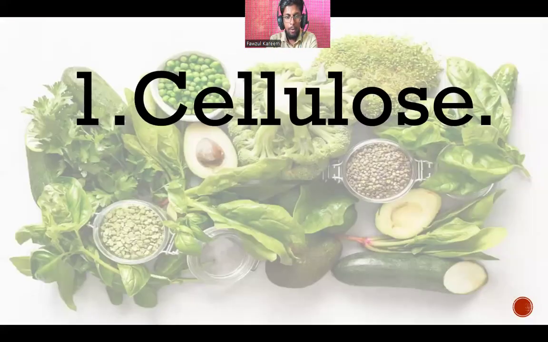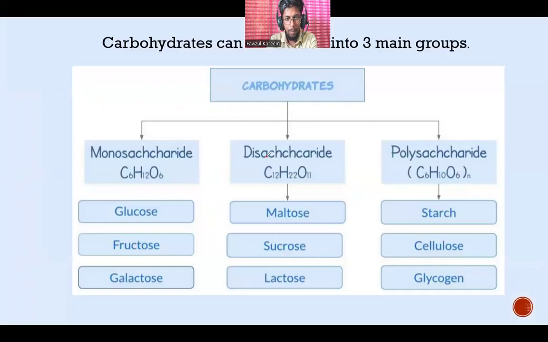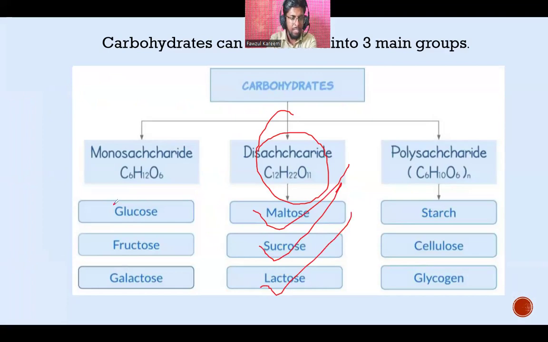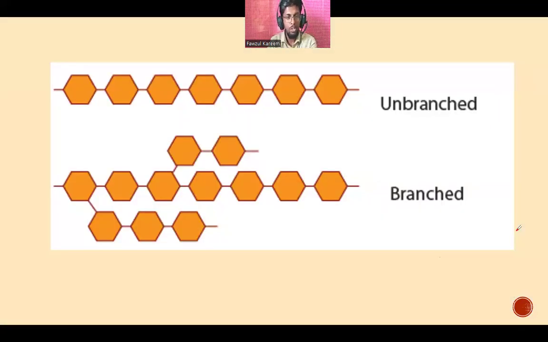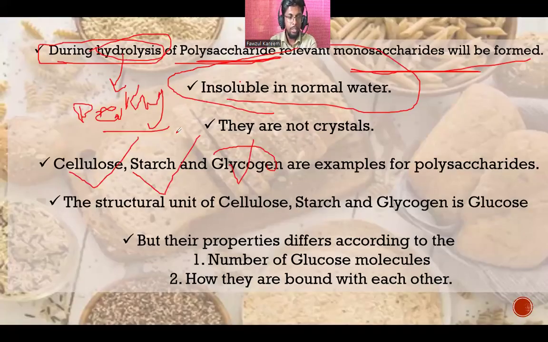Here, my dear, for the disaccharide, what are the examples? Maltose, sucrose, lactose. And what are the examples for monosaccharide? Glucose, fructose, galactose. What are the types of polysaccharide? It is starch and cellulose and glycogen. Okay. So cellulose, starch and glycogen.